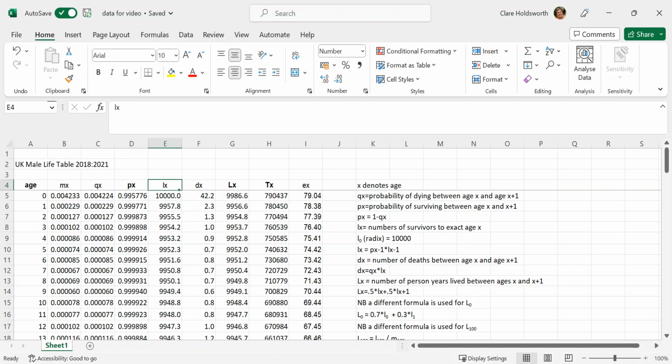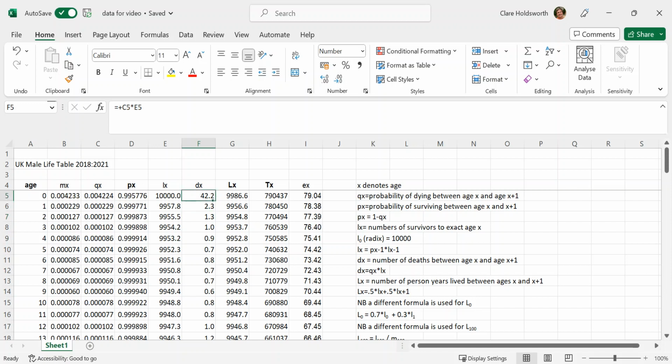We can go all the way down the life table to calculate the little LX. The next column, in column F, is the DX column, and D stands for deaths in the life table. It is the number of deaths between age X and age X plus 1, and in the unabridged life table, it's the number of deaths at each age. So D0 is the number of deaths between age 0 and age 1. And as you can see, there were 42.2 deaths in the first year of life, 2.3 deaths in the second year of life, that's between age 1 and age 2, and 1.3 deaths in the third year of life.